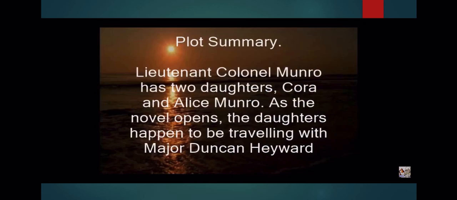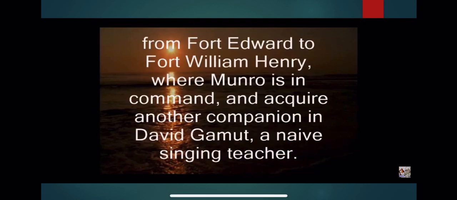Now let's move to the plot summary. Let's summarize the novel. Lieutenant Colonel Munro has 2 daughters, and the novel starts with his daughters, Cora and Alice Munro. As the novel opens, the daughters happen to be traveling with Major Duncan Heyward from Fort Edward to Fort William Henry, where Munro is in command, and acquire another companion in David Gamut, a naive singing teacher.